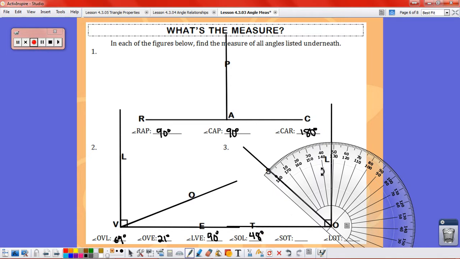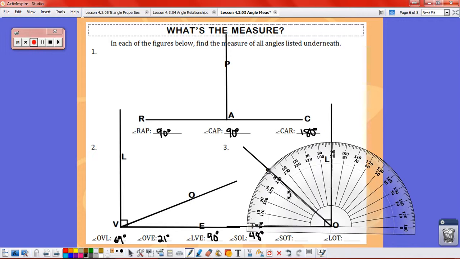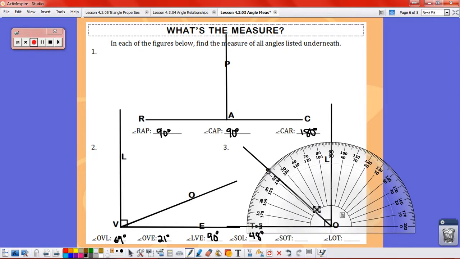Okay, SOT. Line up OT. That looks like it's going through about 42 or 43. And angle LOT is a 90-degree angle.